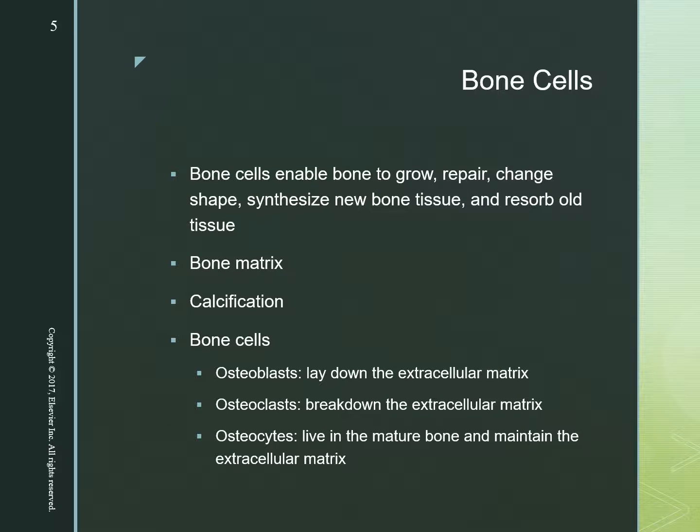Bone cells enable bone to grow, repair, change shape, synthesize new bone tissue, and reabsorb old tissue. The bone matrix consists of ground substance, collagens, and other proteins that take part in bone formation and maintenance. Calcification is where the materials are deposited and then crystallized. And then there are bone cells. Osteoblasts lay down the extracellular matrix. Osteoclasts break down the extracellular matrix. Osteocytes live in the matrix in mature bone and maintain the extracellular matrix.